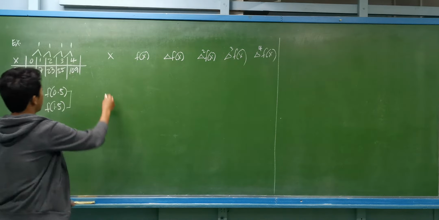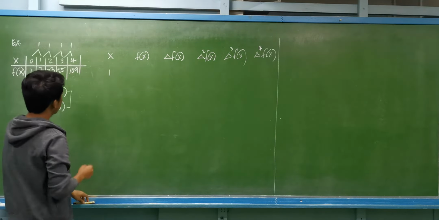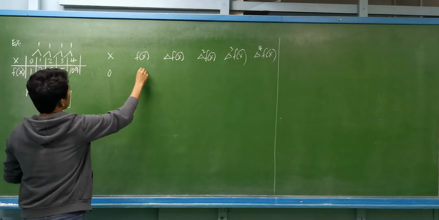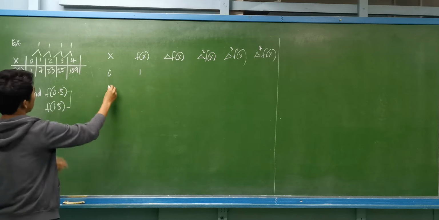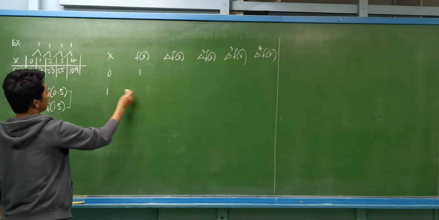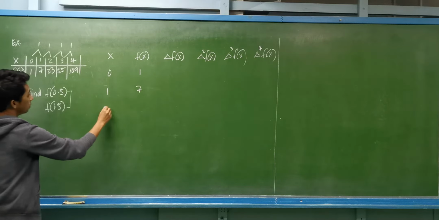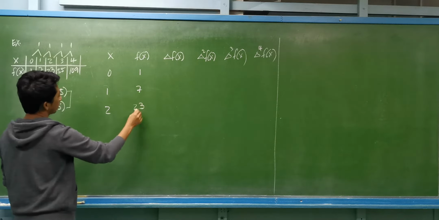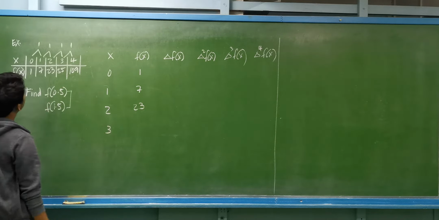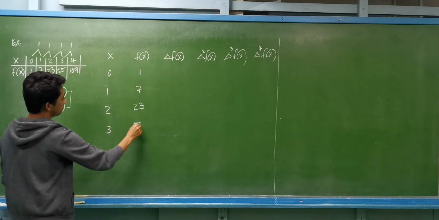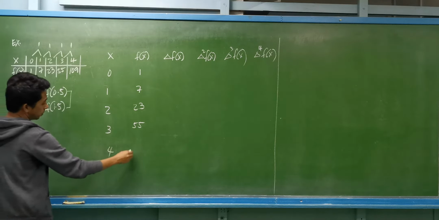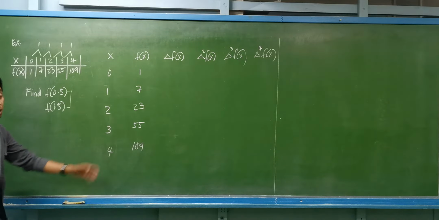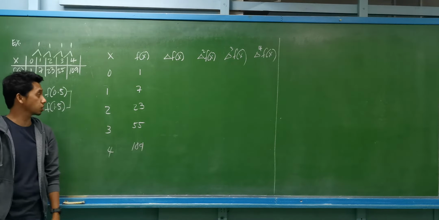So let's have the values of x. At x equal to 0, the value of f of x is 1. At x equal to 1, the value of f of x is 7. If x is equal to 2, we have 23. At x equal to 3, this is 55. At x equal to 4, this is 109. So this is our forward difference table.